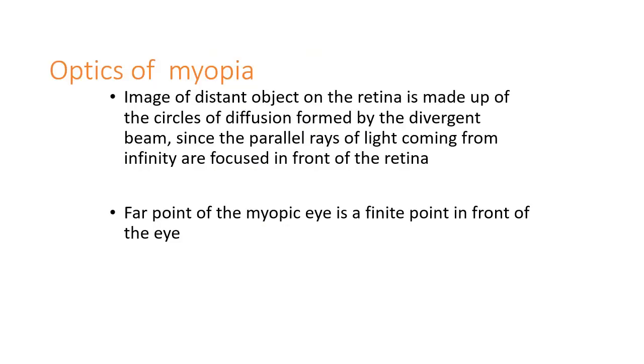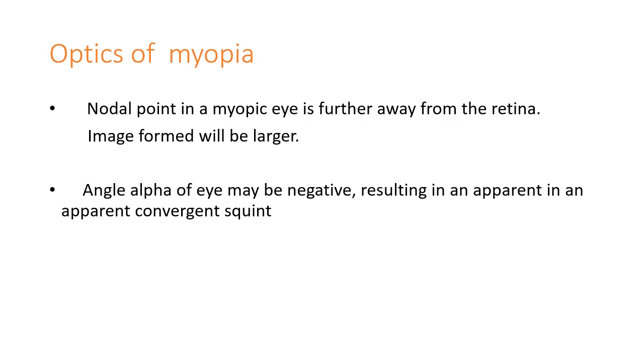So what is the optics of myopia? The image of a distant object on the retina is made up of circles of diffusion formed by the divergent beam. Since the parallel rays of light coming from infinity are focused in front of the retina, the far point of the myopic eye is a finite point in front of the eye. The nodal point in a myopic eye is further away from the retina, so the image formed will be larger.